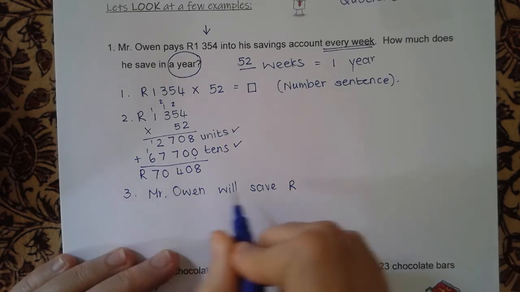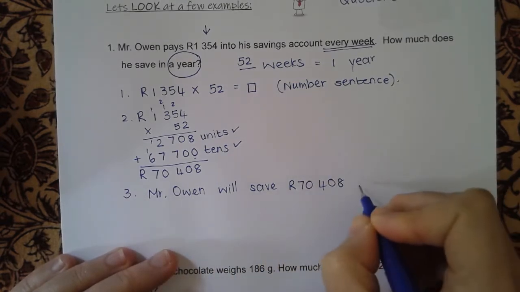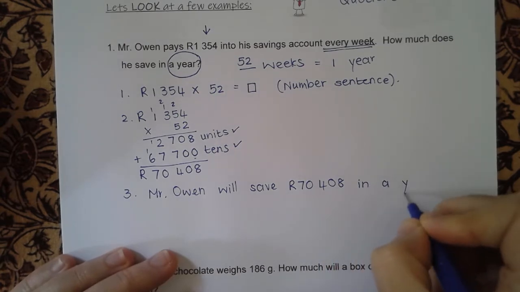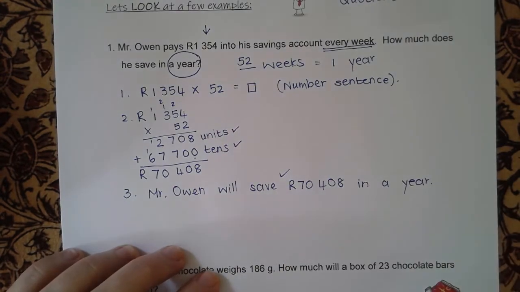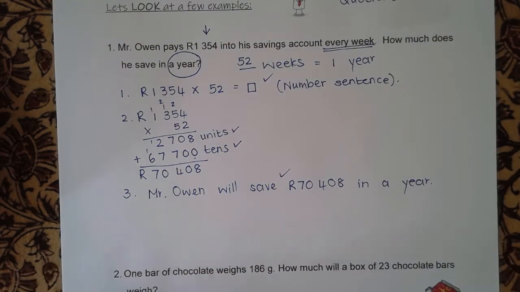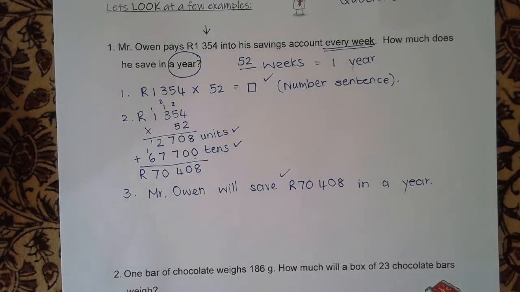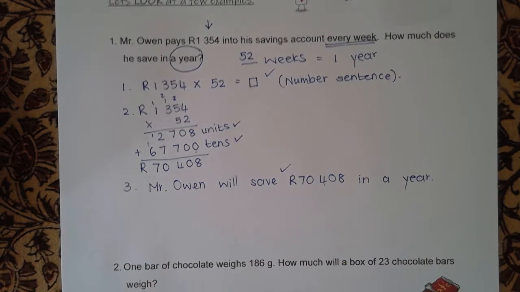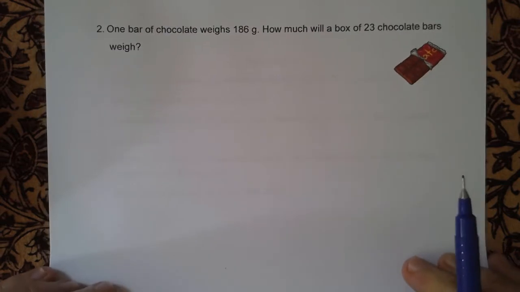So we will say Mr. Owen will save 70,408 Rand in a year. And there you've got your answer in a sentence or with words. So in a case like this, you can get 4 marks for a question like this one. Right? You can even get more than that. You can get 5 marks because you knew 52 weeks equals 1 year. Okay, so lots of marks to gain. Let's go to the next question.